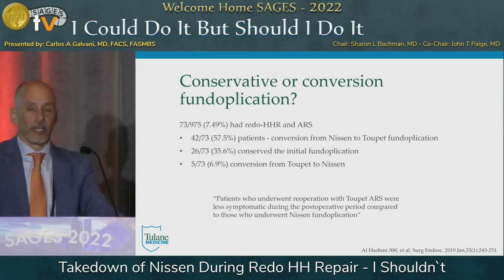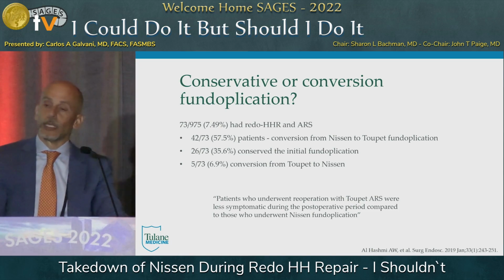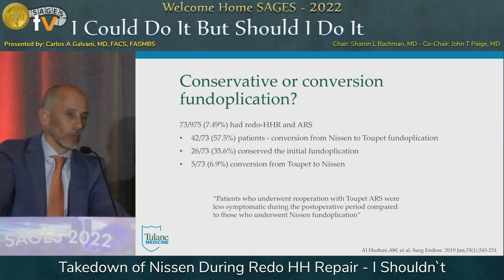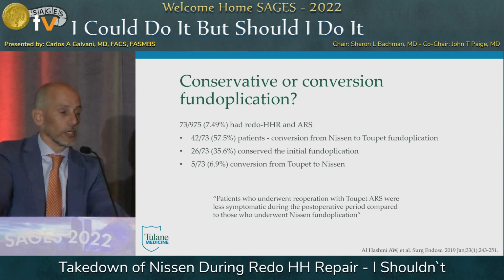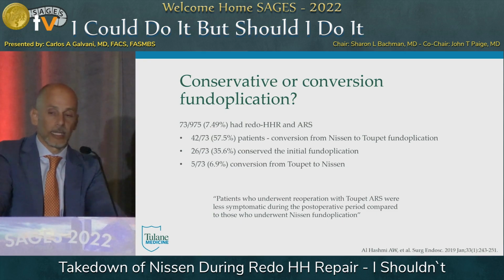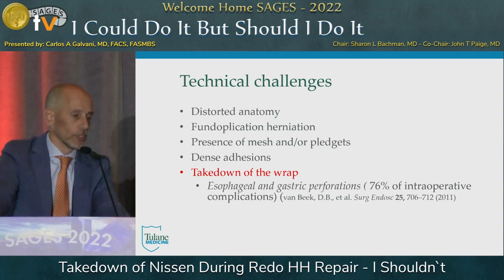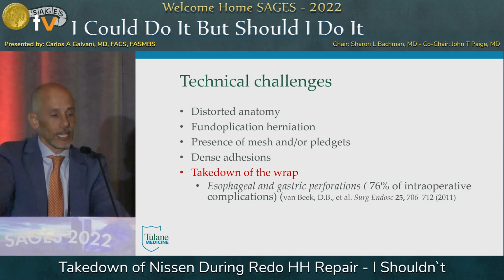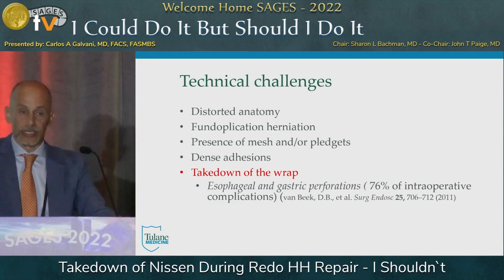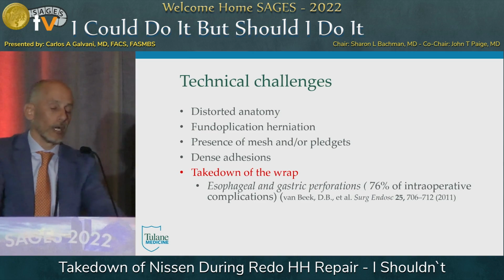This is based on intraoperative findings. And then a word of caution in taking fundoplications down. I'm sure many here have done it, but it's some of the most complex portions of the operation along with the hiatal hernia repair. You can see in this study on conservative or conversion fundoplication from France, of the 73 patients that had recurrence, 35% of patients conserved the initial fundoplication, and some others were converted to Nissen fundoplication. So there is some literature on this. And don't forget that there are technical challenges associated with taking the fundoplication down, like esophageal and gastric perforations that could definitely represent a conversion or a patient that is going to have a leak.